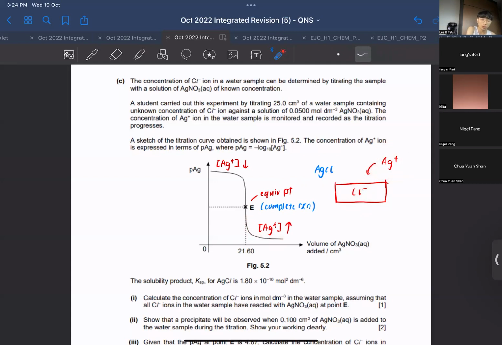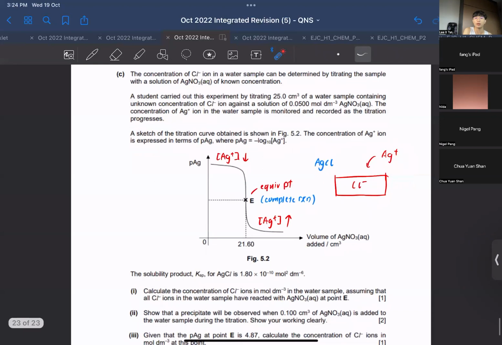The moment you add Ag plus now, it's not going to precipitate because all the Cl minus has already been precipitated out. So any extra Ag plus that you throw inside is just going to swim around in the solution. That's why Ag plus concentration begins to increase at this point. So that kind of answers one of the parts. But it's good to break down the question first, to break down the graph and understand it a little bit before we go ahead with the questions.